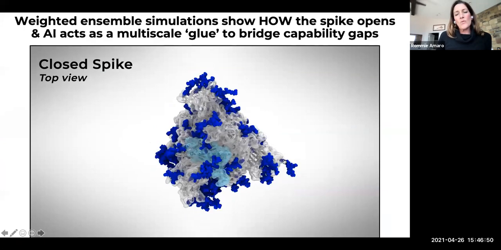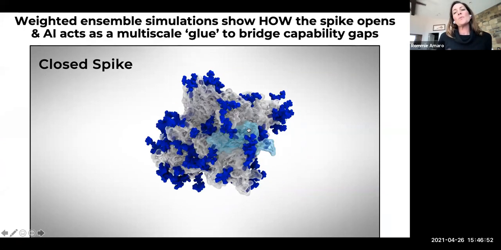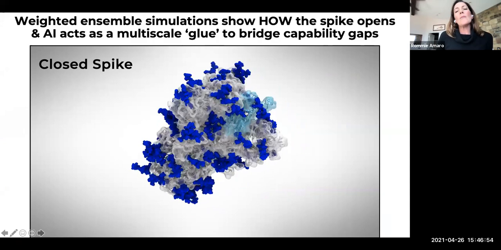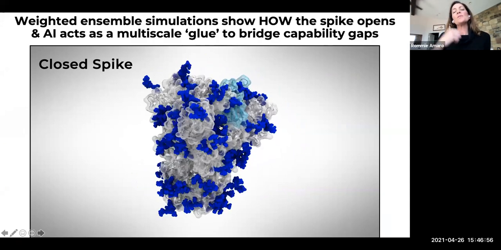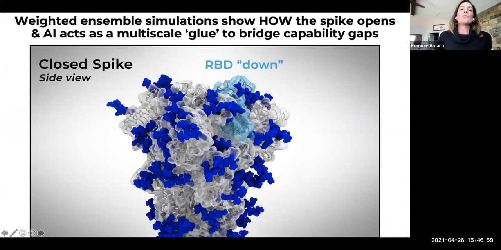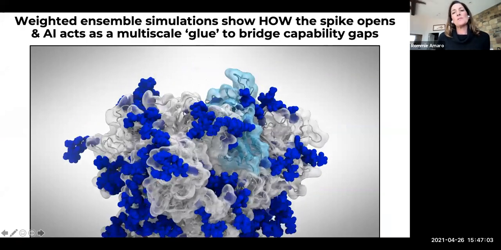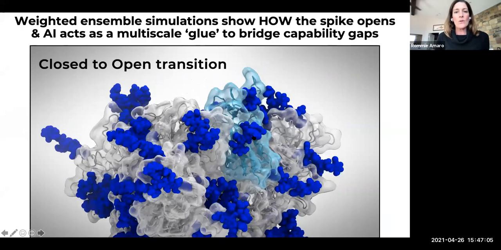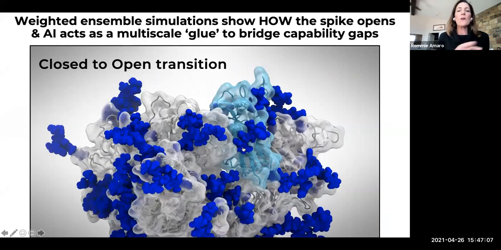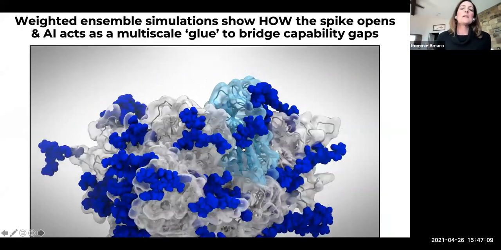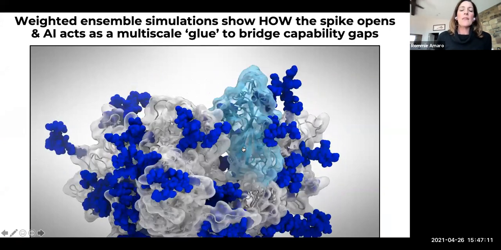And then hopefully this movie will play. Okay, so this will combine several movies. Here is the movie that I wanted to show you, using weighted ensemble to go from the RBD down or closed state to the up or open state. So we're sampling all these dynamics, and then eventually you're going to see the RBD open. There it goes.